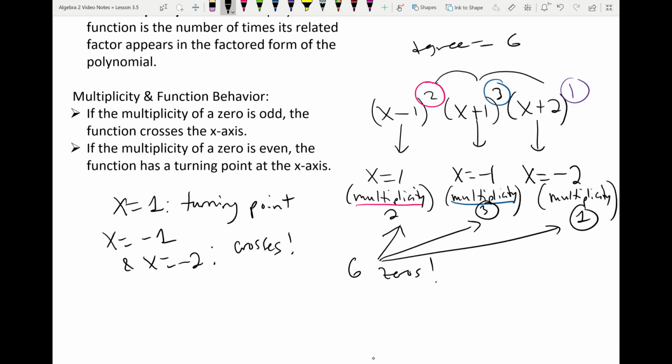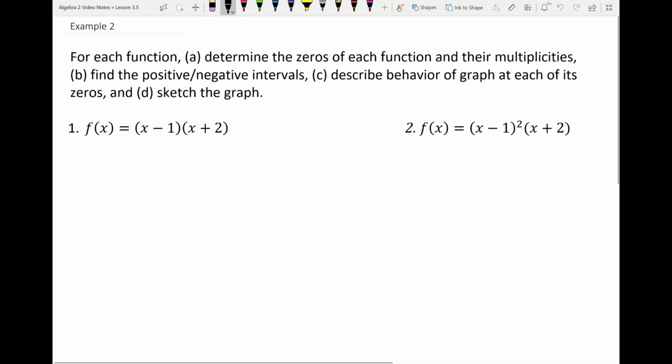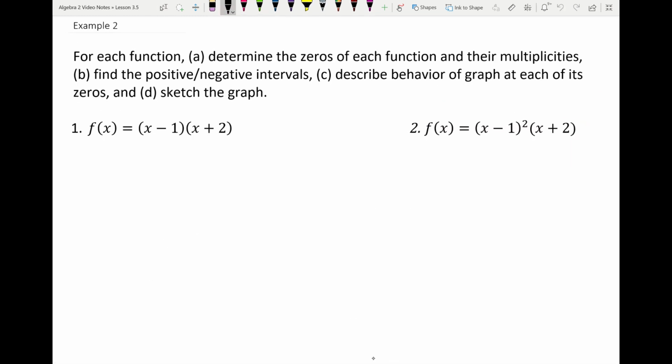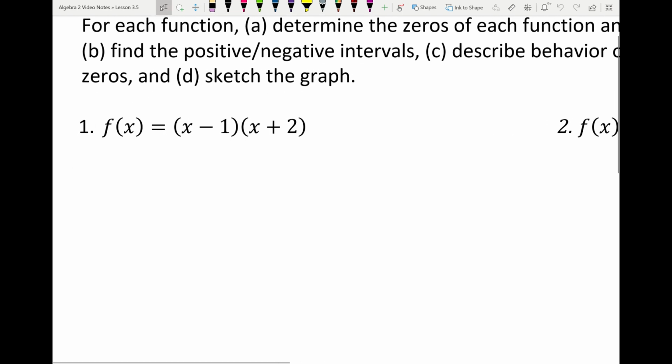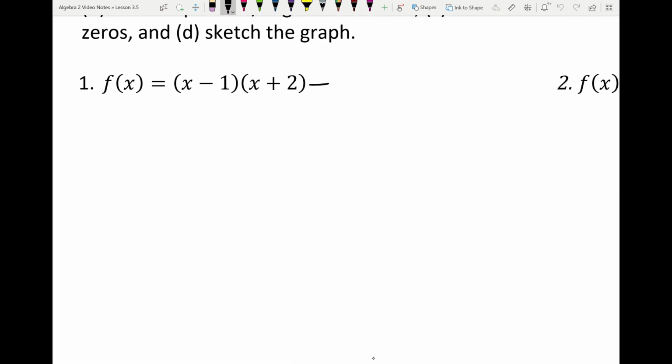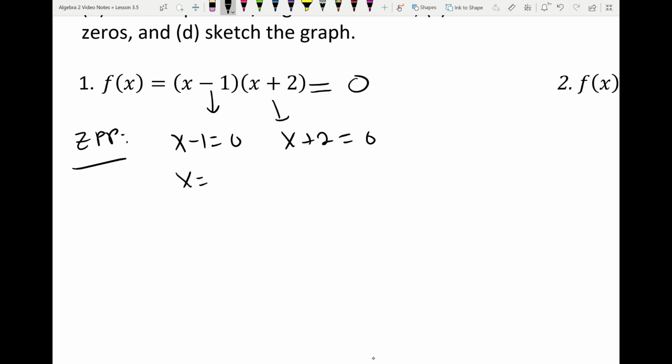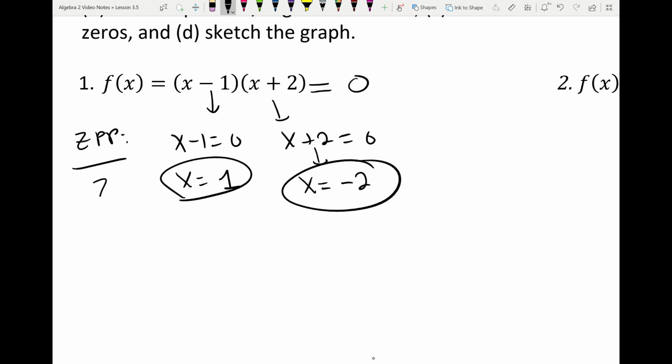So let's do more examples. For each function, determine the zeros and their multiplicities, find the positive and negative intervals, describe the behavior of the graph at each of its zeros, then sketch. Let's do the zeros first. This is already factored, so let's set it equal to 0. We're going to use the ZPP, the zero product property. So we have x minus 1 equals 0 and x plus 2 equals 0. What makes this 0? When x is 1. And what makes this 0? When x is negative 2. So we have here our zeros.